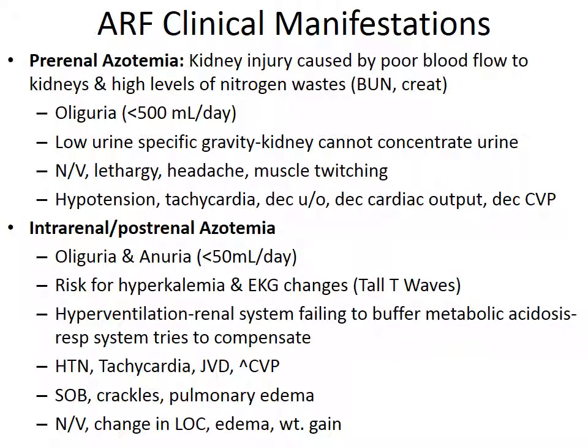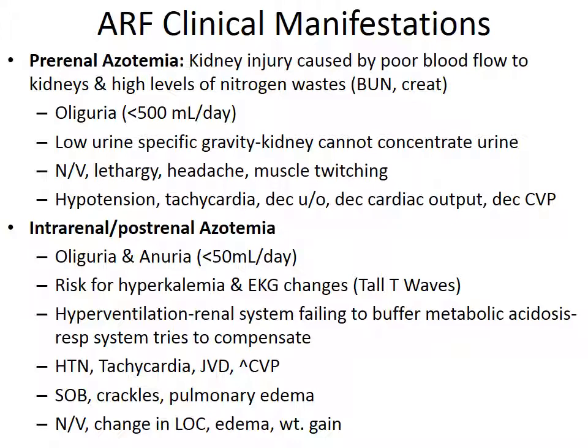Acute renal failure clinical manifestations include pre-renal azotemia, where kidney injuries caused by poor blood flow to the kidneys result in high levels of nitrogen waste, so you have an elevated BUN and creatinine. The patient is oliguric, with less than 500 milliliters of urine a day. The urine will have a low specific gravity as the kidney cannot concentrate the urine. The patient experiences nausea and vomiting, lethargy, headache, and muscle twitching. Also noted is hypotension, tachycardia, decreased urine output, decreased cardiac output, and decreased CVP.